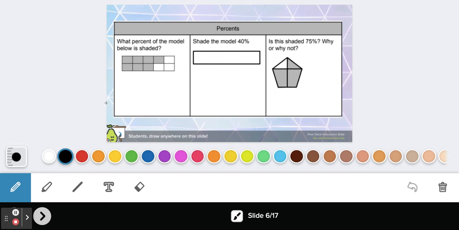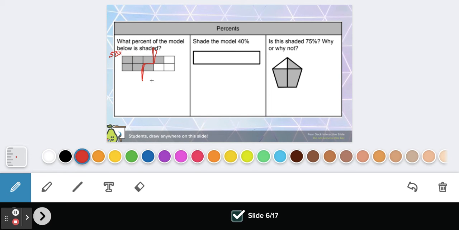So it says, what percent of the model is shaded below? Just looking at this, I can use my reasonableness, right? So I have 1, 2, 3, 4, 5, 6, 7, 8, 9, 10. I have 10 of these. I know if I do half, this is half because I have 5 on this side that I separated in red. So this is 5 and this is another 5. So it has to be more than 50%, okay? I know I have to have more than this.